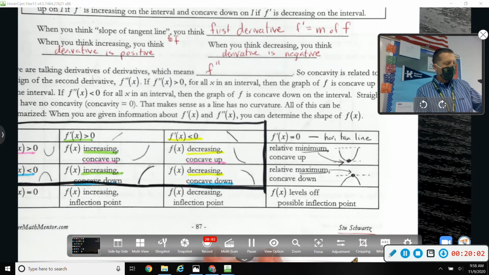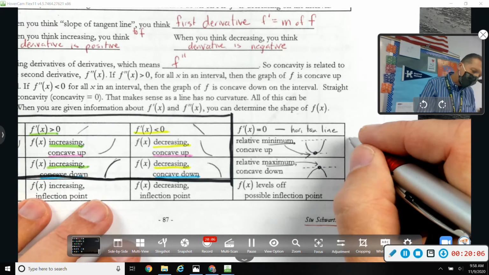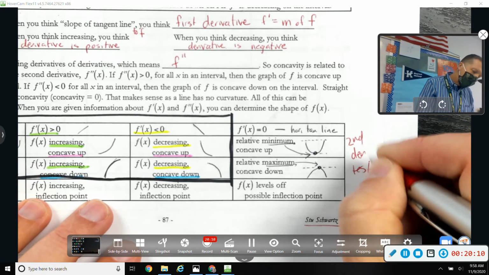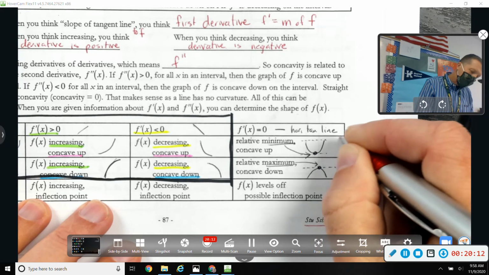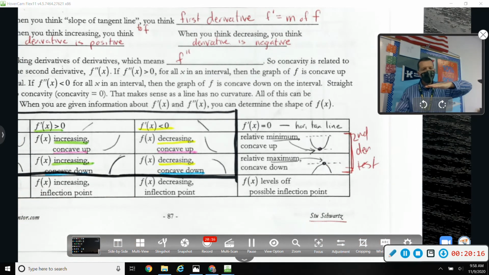Earlier, you guys asked about number 4 on the test, the second derivative test. That's what this is. That's the concept of the second derivative test. If you have a horizontal tangent line, but you're also concave down, then you've got a max. You've got a horizontal tangent line, but you're concave up, and then you've got a min.